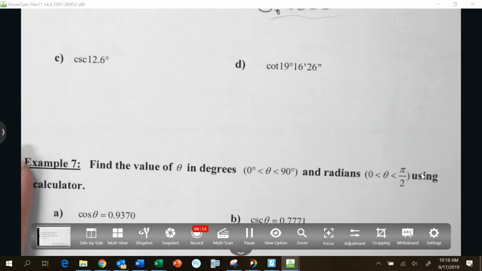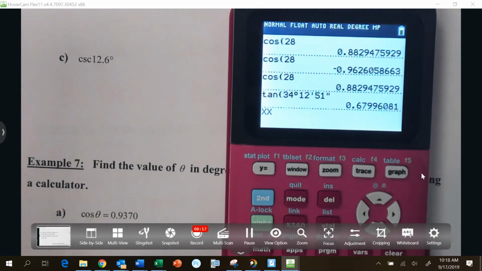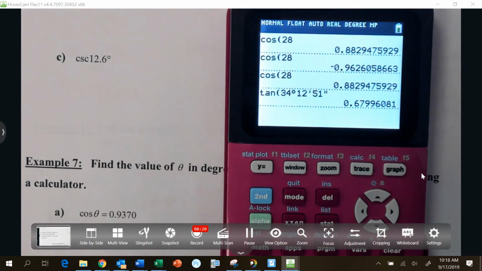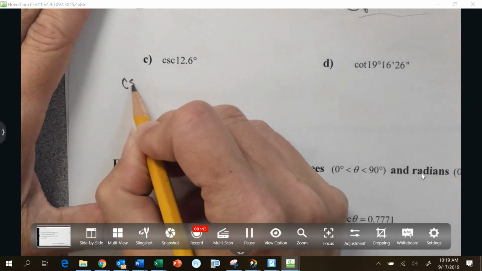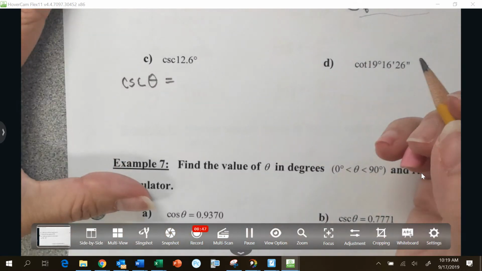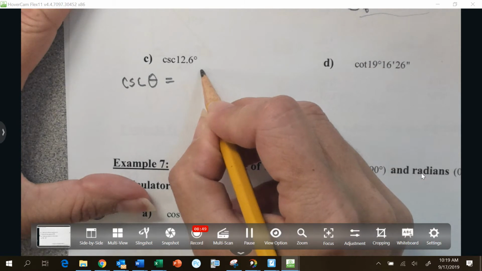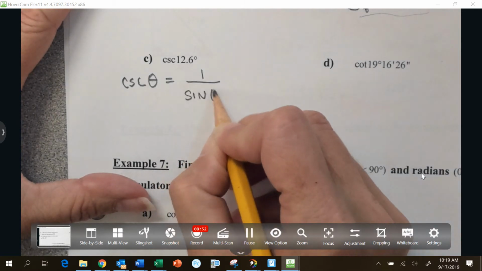Okay? All right, cosecant 12.6 degrees. So I am in degrees mode. I'm good there. Where's the cosecant button? Oh, no. Where's the cosecant button? Nope, it's not. It is not. So the cosecant of theta is equivalent to 1 over sine theta.